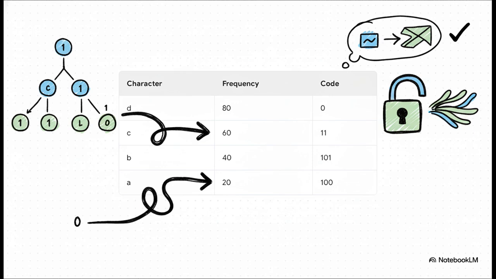So let's trace the paths on the tree we just built. Look at D, our most frequent character. Its path is just one simple branch, so its code is just 0, super short. Now C, its path is 2 branches, giving it the code 11. And now look at A and B, our least frequent characters. They're buried deeper in the tree, so they need 3 branches to reach them, giving them codes of 100 and 101. The algorithm worked perfectly. The most frequent character got the shortest code.